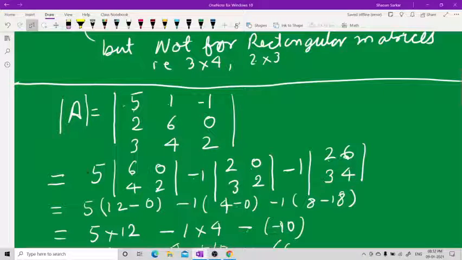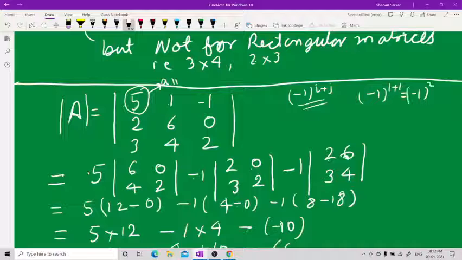Now, see one thing. This position is A11. So you put minus 1 to the power of the row, this is the first row, i plus j. You will have to use this idea basically. Now here in this case, A11: minus 1 to the power of 1 plus 1, that is 2, minus 1 square. So it is plus 1.